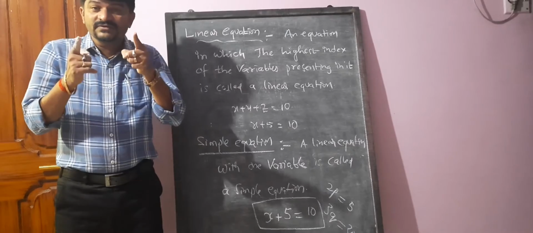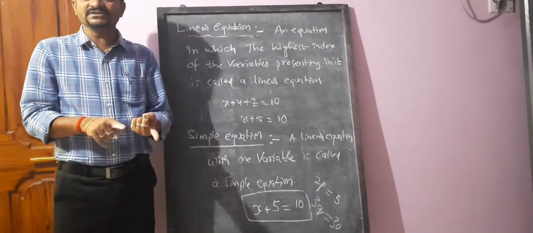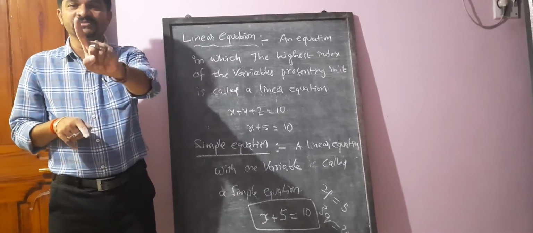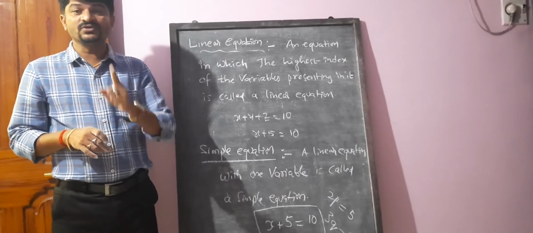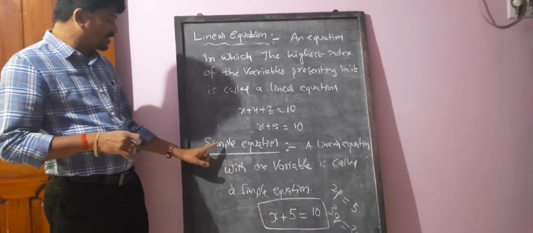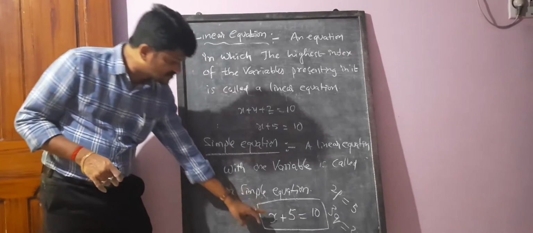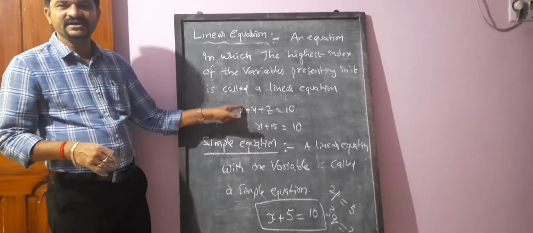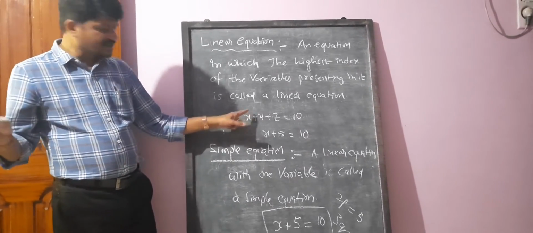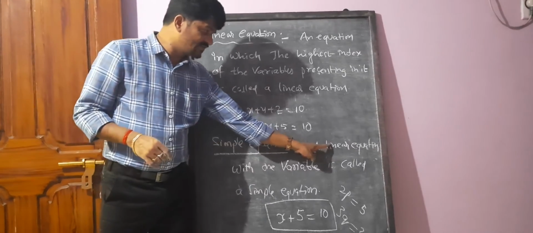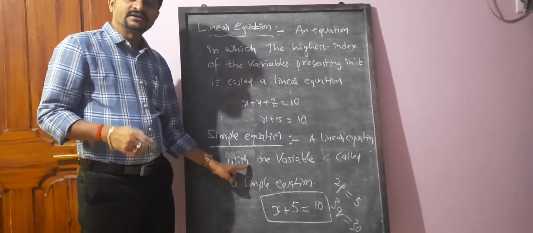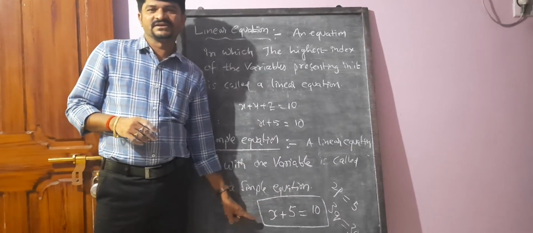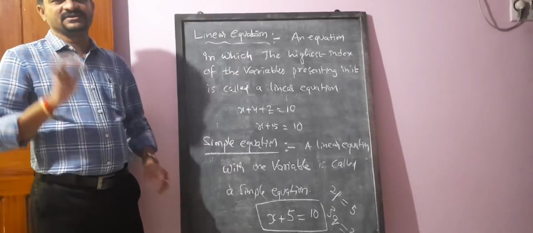Why? Because a simple equation should be a linear equation and the variable must be 1. So we can conclude one point: all simple equations are linear equations, but all linear equations need not be simple equations. Shall I repeat this, children? What is a simple equation? A linear equation in which the number of variables present in it is 1 is called a simple equation. This is our chapter name, simple equation.